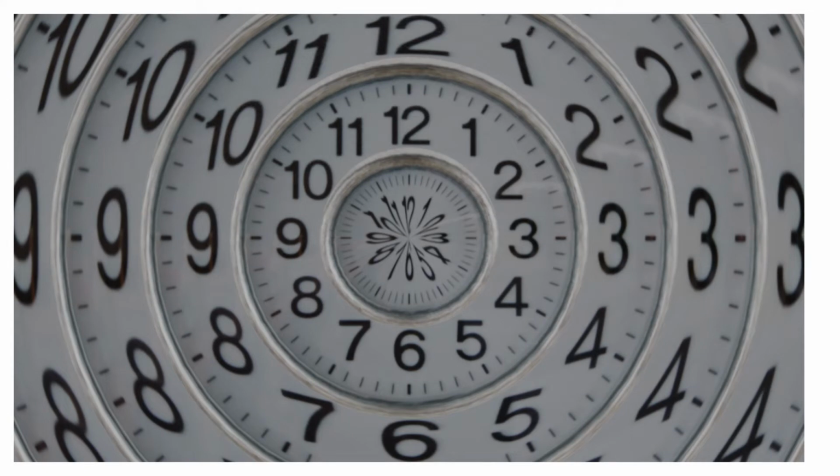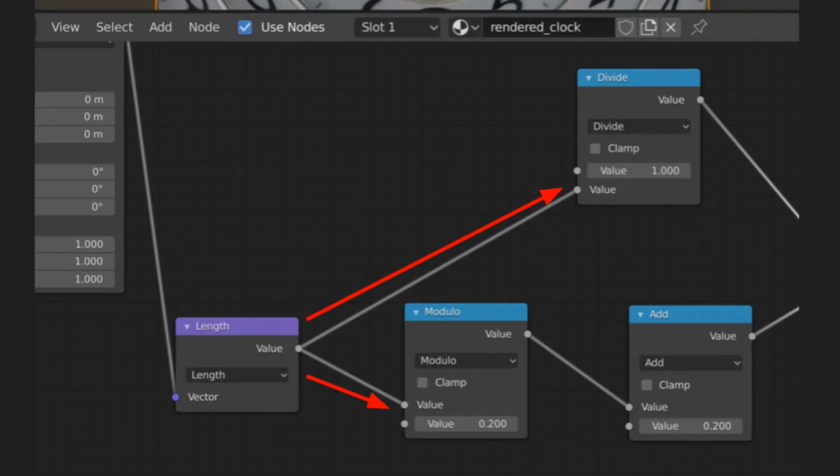Next, let's convert this to a spiral. We'll do that by having each layer in this clock onion gradually shift so that by the time it's traveled a full 360 degrees, it perfectly lines up with the next layer in the onion. We're calculating length here, and we're using it for two slightly different purposes. Where it feeds into the modulo node, we're using it in order to calculate the desired length of each vector. Where it feeds into the divide node, we're using it as the actual length of the vector.